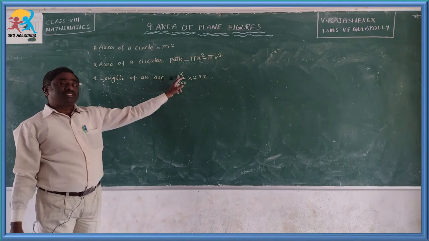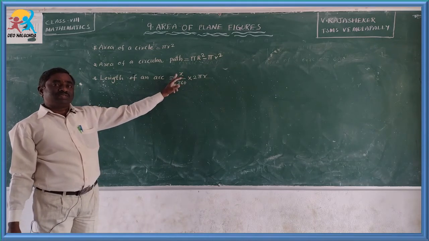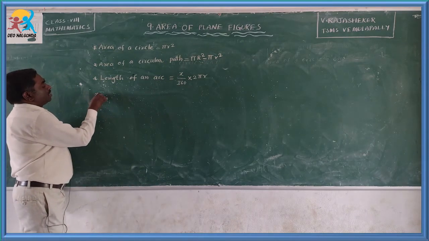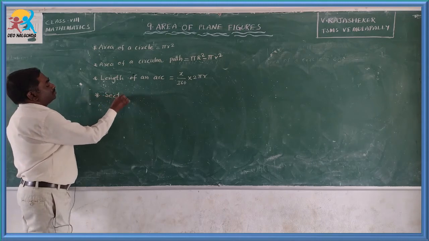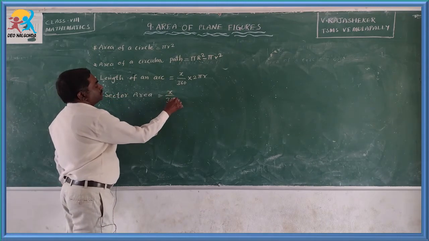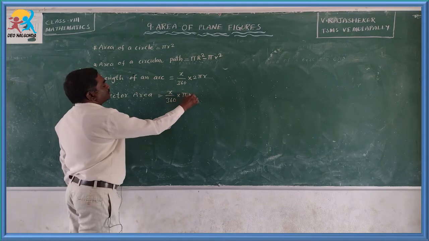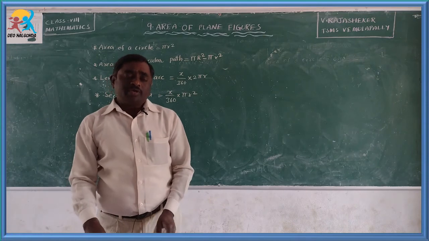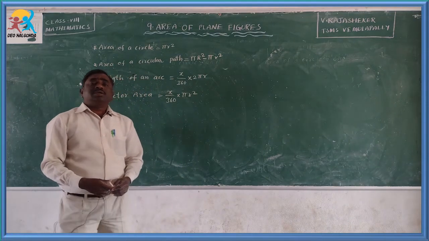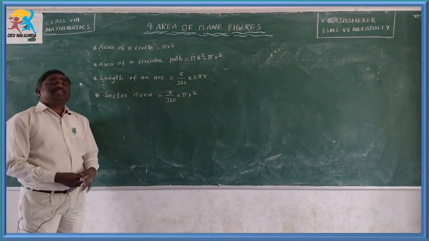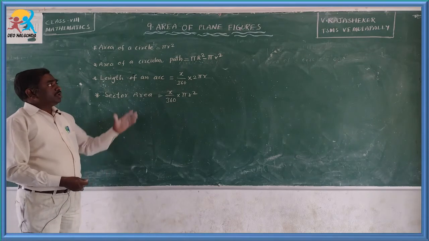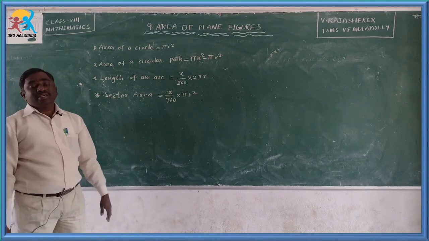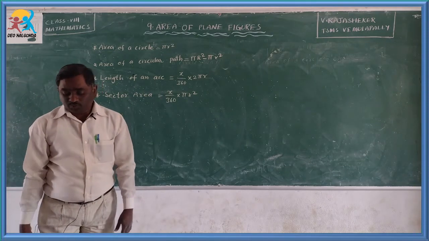The sector angle is x, in degrees. Likewise, we can find the sector area, x by 360 into pi r square. By using all these formulas, by applying all these formulas, we can easily complete exercise 9.2.